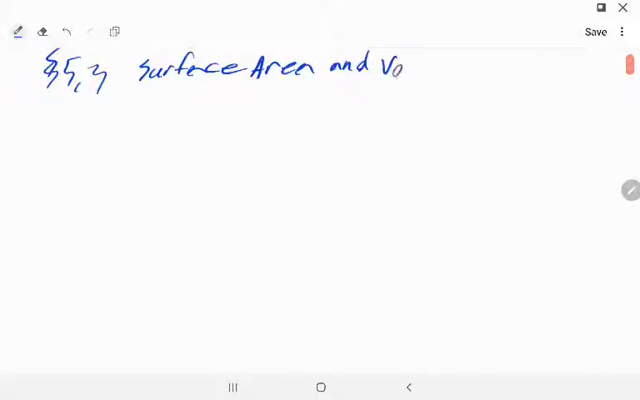Section 5.3, we're interested in surface area and volume of solid figures. And so here we're mixing and matching a bit with some of our ideas from area.